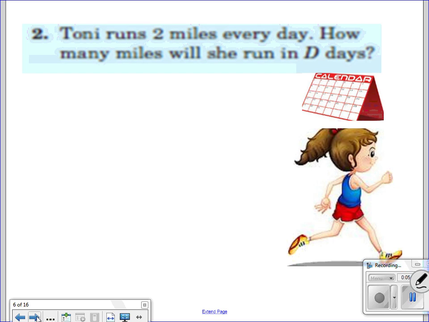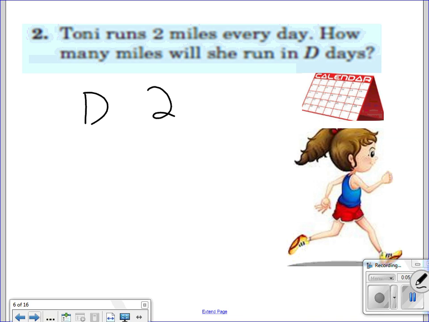Toni runs 2 miles every day. How many miles will she run in D days? Okay. So the letter D is what we're working with. We're doing something with the 2. Now it's going to get a little trickier. So this is how you problem solve with this, okay?